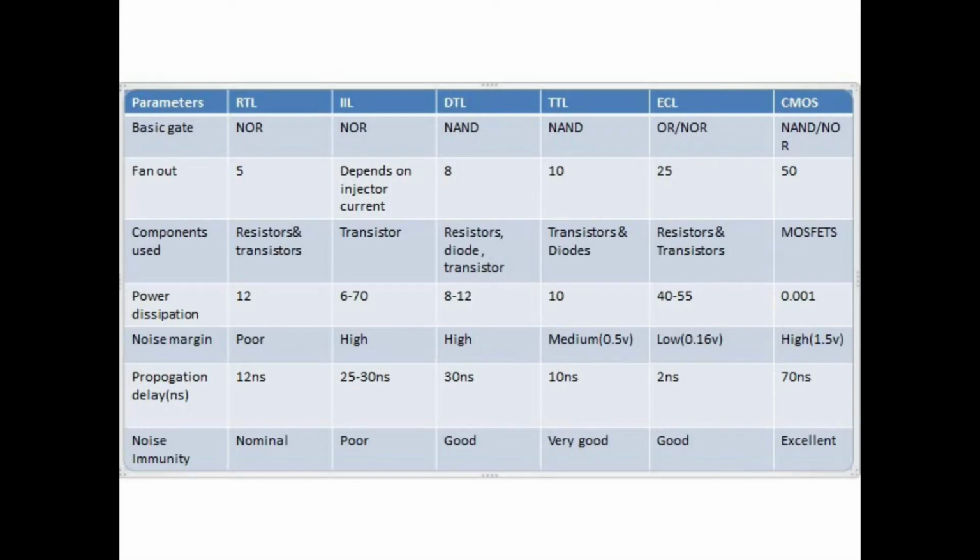The next factor is noise immunity. When digital circuits operate in a noisy environment, the gates may malfunction if the noise is beyond certain limits. The noise immunity of a logic circuit refers to the circuit's ability to tolerate noise voltage at its input. The noise immunity is normal in the case of RTL and poor in IIL. The DTL and ECL have good noise immunity, in the case of TTL it is very good, and for CMOS it is excellent. So now let us go to different questions that are asked in the UGC NET examination.